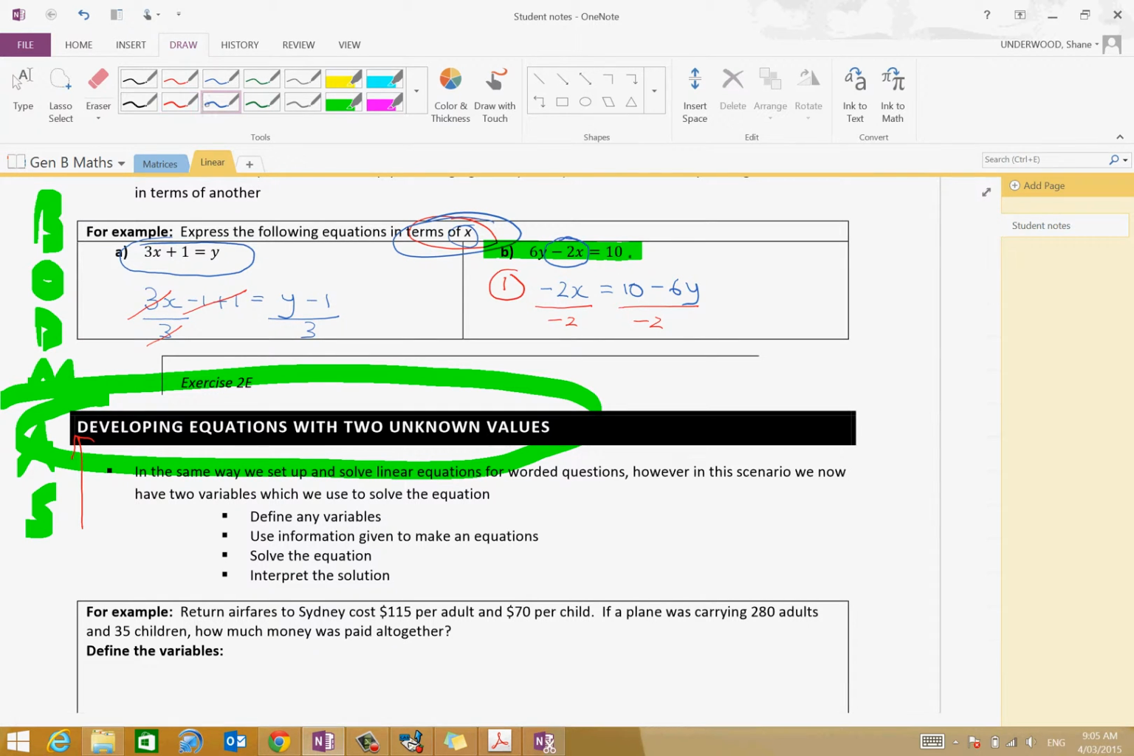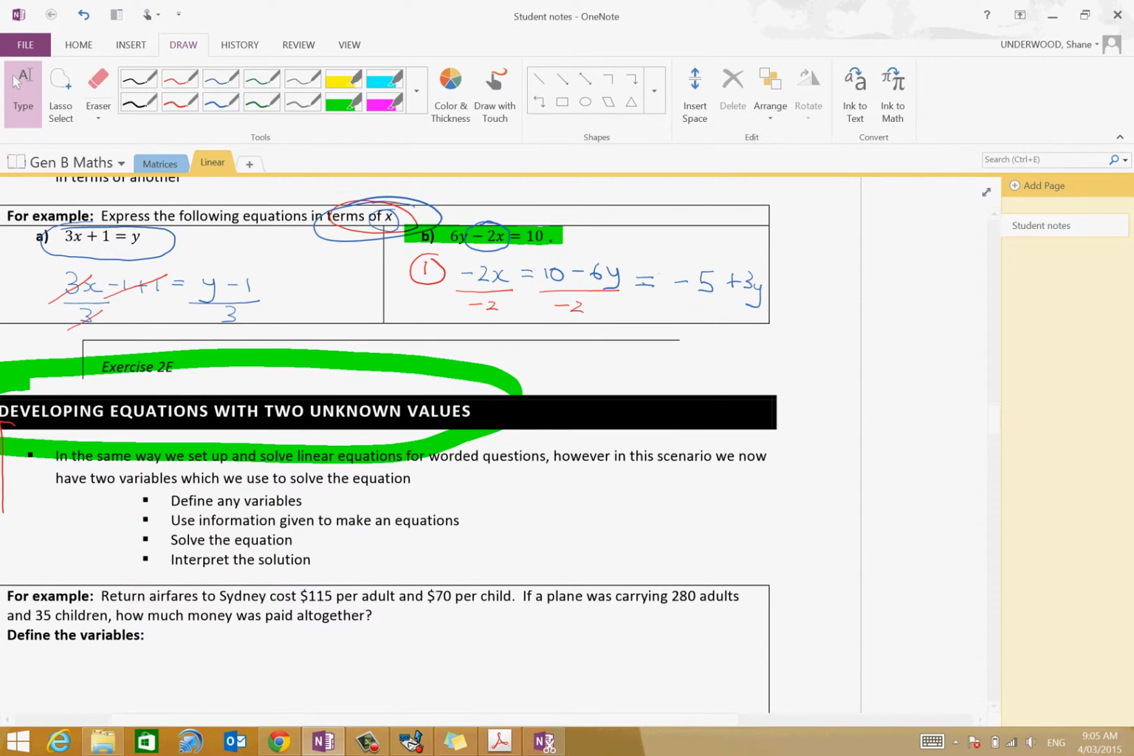But then of course you give yourself a chance of making some errors with signs. 10 divided by negative 2, be careful, is negative 5. Negative 6 divided by negative 2 is 3, so it's plus 3y. That's method 1. Or method 2 could be, I would like x to be positive. I would like this x here to be positive. So what I can do is add 2x to both sides, adding 2x to the left-hand side, and adding 2x to the right-hand side.